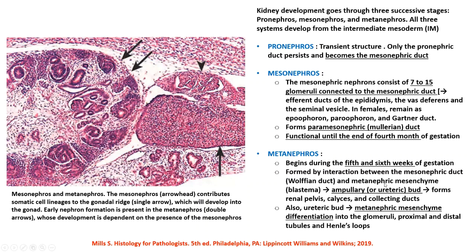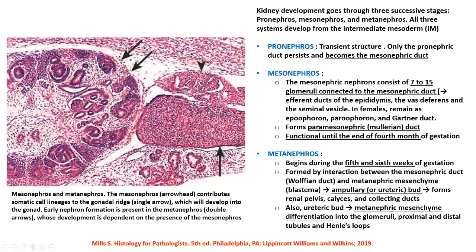The metanephros actually is a mass of condensed primitive mesenchymal tissue, also known as blastema. Under the induction effect of the mesonephric duct, the metanephros develops into a hollow structure known as the ureteric bud, which ultimately gives rise to the renal pelvises, the calyces, and the collecting ducts. At the same time, the ureteric bud also causes induction of the metanephric mesenchyme and its subsequent differentiation into the structures of the permanent nephron, comprising of the glomeruli, the proximal and the distal tubules, and the Henle's loops.